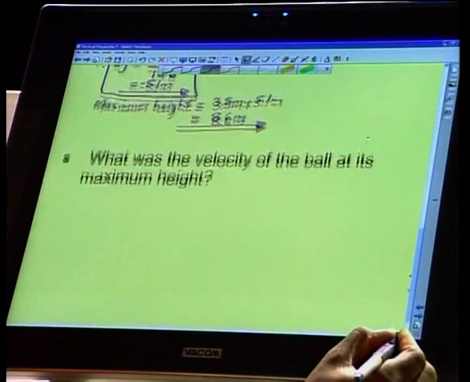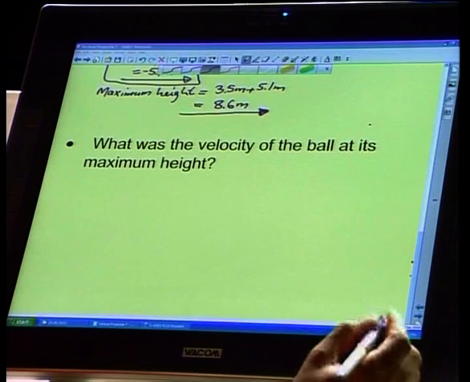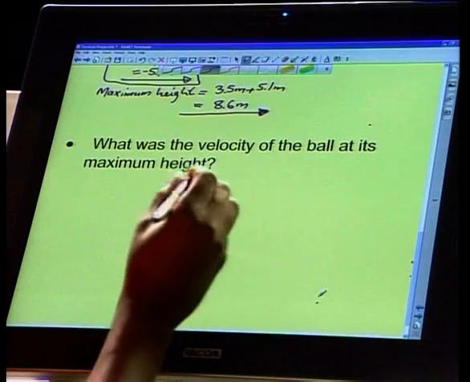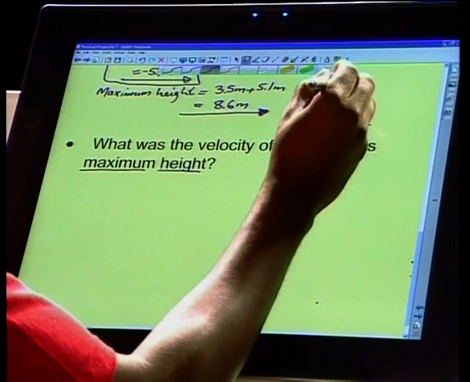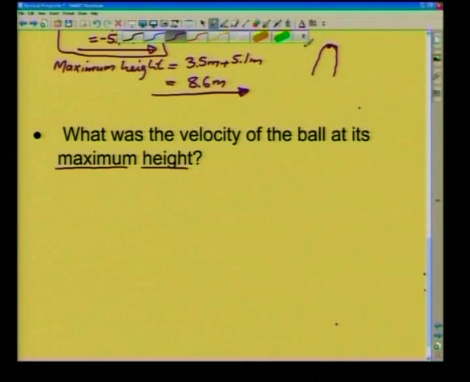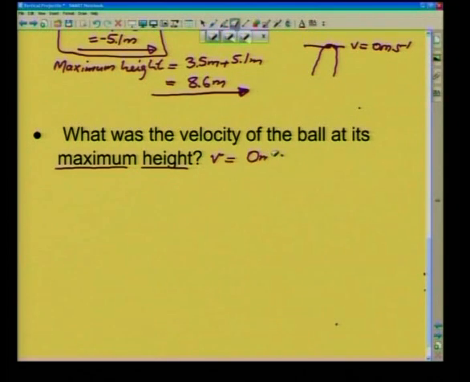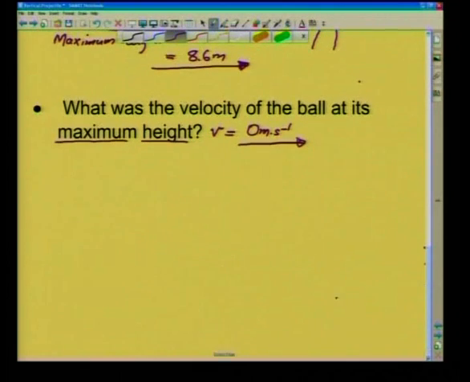The next question says, what was the velocity of the object at its maximum height? A nice one. We know that at the maximum height, it's where it turns. That is the point where v equals 0 meters per second. So velocity equals 0 meters per second. That's what the velocity is at the maximum height.